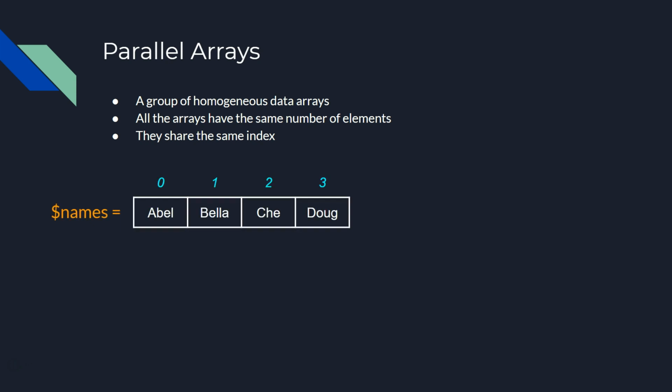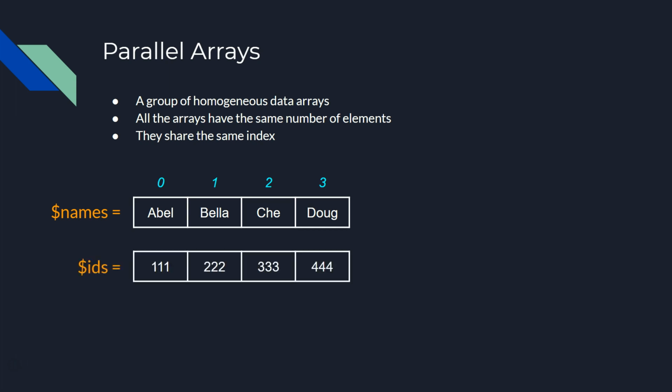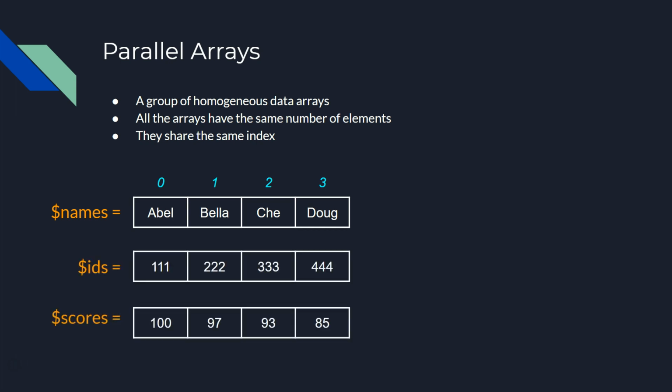So here's an example. Let's say I have an array called names, and I store all the names in there. I have another array to store all the IDs, and another one of all the scores, maybe like test scores. So if I reference index 0, I get all the information about that first person, Abel, his ID, and his scores, and so forth.